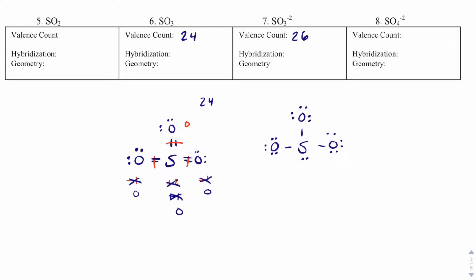For SO3 2-, what we have going on is I need 26 valence electrons. So let me just count and see where I'm at.